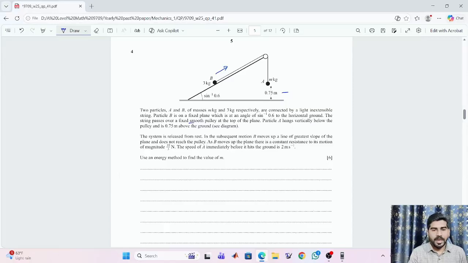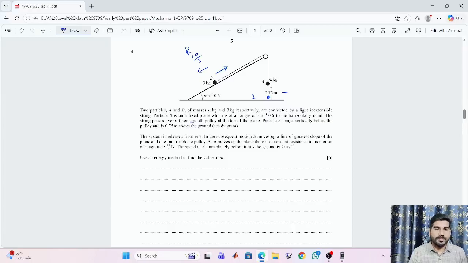Okay, as B moves up the plane, there is a constant resistance to its motion. There is a resistive force which will be acting in this direction, 10 over 3. This is a resistive force. Okay, the speed of A immediately before hitting the ground is 2. When this particle is moving downward, its speed before colliding with the ground will be 2 meters per second here. Use the energy method to find the value of m here.